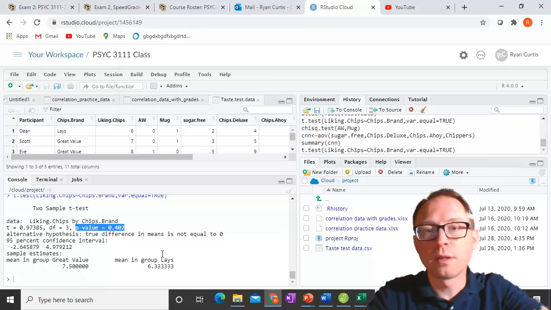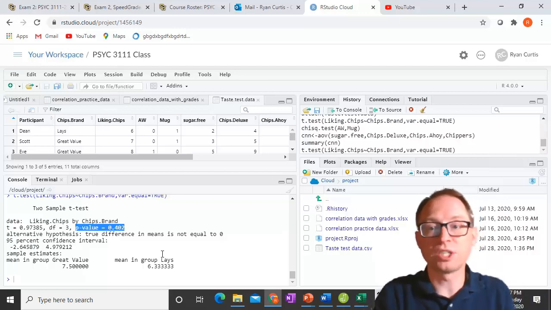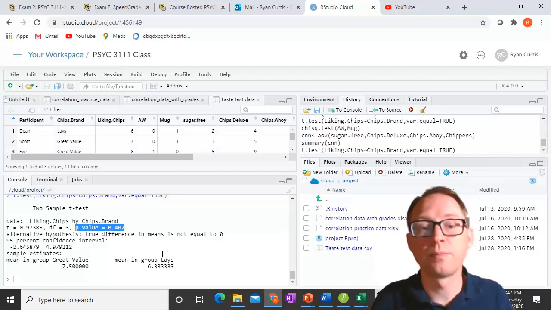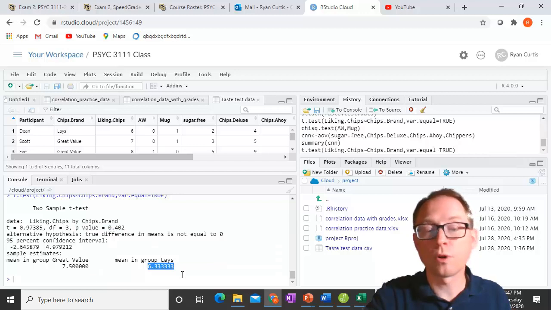At which point, the null effects might be because it just doesn't matter, right? That Lay's and Great Value just aren't different. That could be the reason why the null effects happen. It could be a ceiling effect or a floor effect. If it was a ceiling effect or floor effect, we would expect these means to be really high for a ceiling effect or really low for a floor effect. In this case, they're probably not high enough for us to say that that's what's going on.